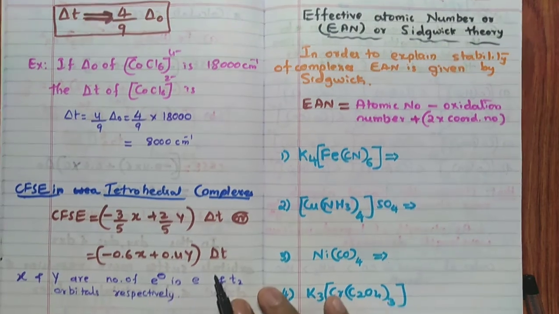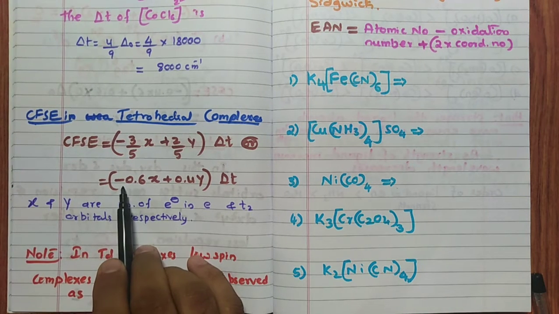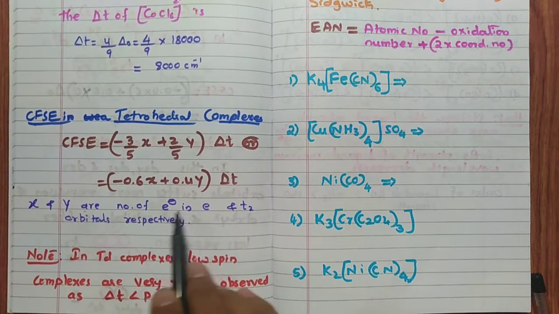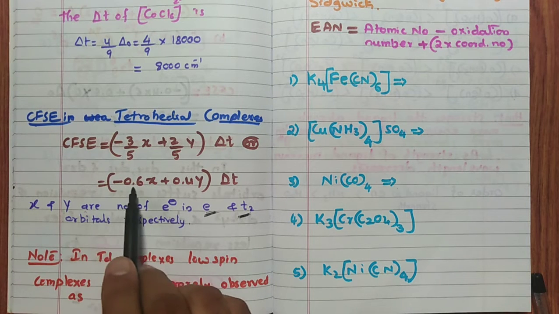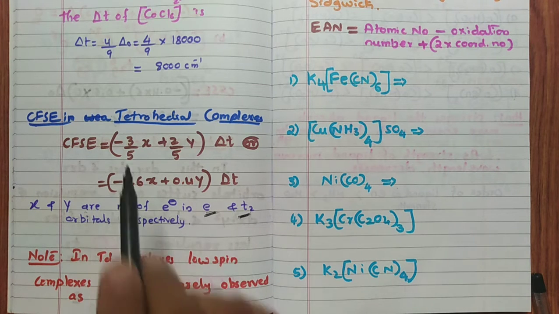Now, in case of the tetrahedral complexes, CFSE is written reverse of the octahedral complexes. Now this is minus because it is the lower end, lower energy, below the average energy. So it is plus 0.4 because of higher energy. Here x and y are the number of electrons in the e orbital and t2 orbital. Remember that. So minus 0.6x plus 0.4y into delta T. This is the CFSE of tetrahedral complexes.